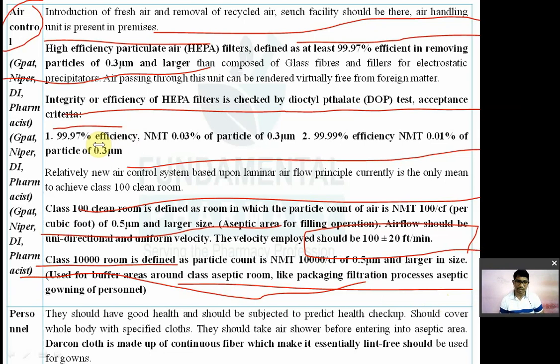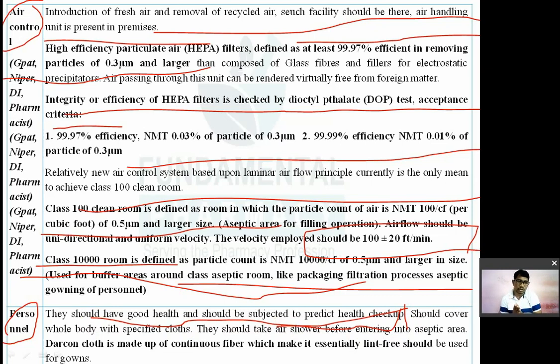Don't worry. Now personnel means employees. So they should have good health and they should be subjected to periodic checkup. कुछ एक महीने में, 2 महीने में चेकअप होना चाहिए. ऐसा नहीं होना चाहिए कि उसको सर्दी खांसी है, उसको इन्फेक्शन है, तो वो जाके aseptic फीलिंग में इन्वॉल्व है, so that will also contaminate your product. They should be healthy. The personnel should be subject to periodic health checkup. They should cover the whole body with specific clothes. They should take a shower before entering into the aseptic area. शावर मतलब पानी का शावर नहीं, एयर शावर होता है.